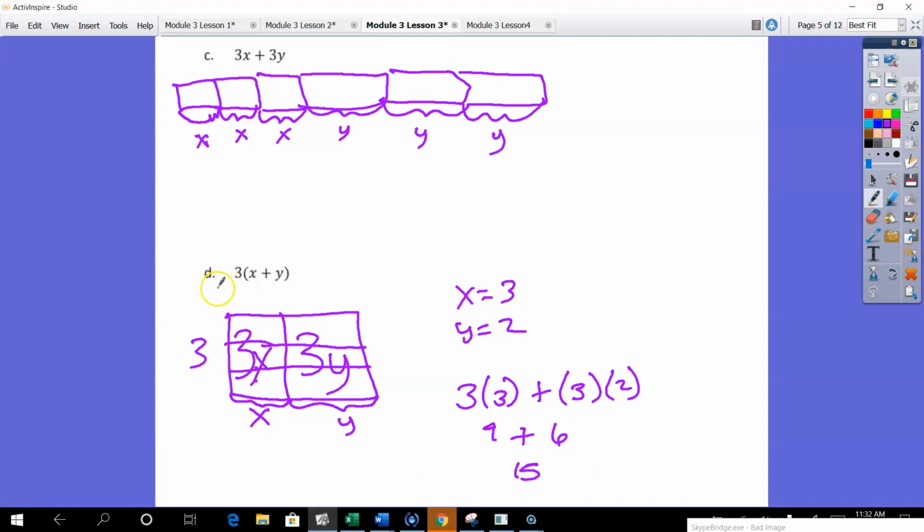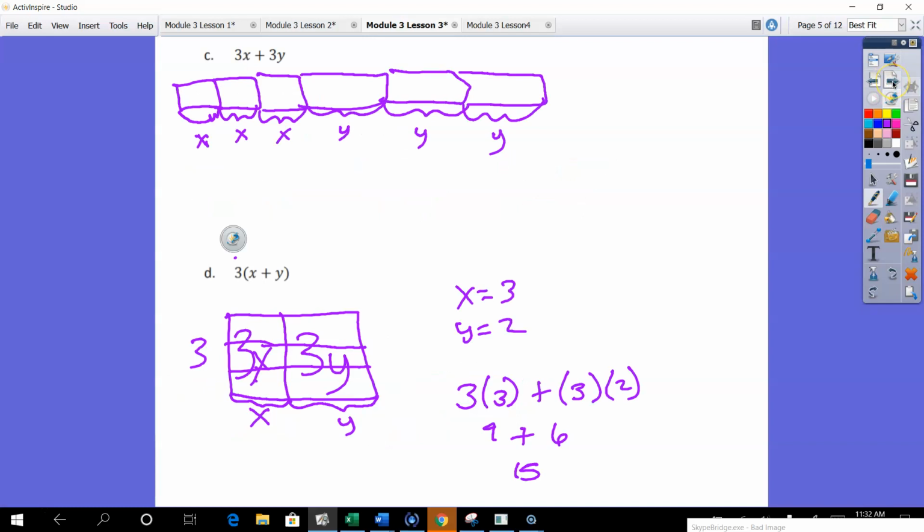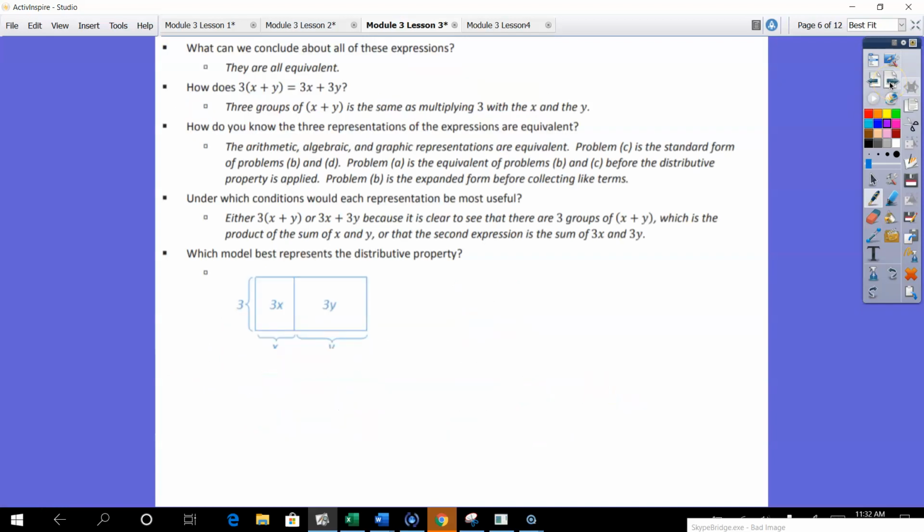This would be using the distributive property. This would be in standard form. These two are not in standard form. They are in expanded form. They have multiple x's and multiple y's. Okay, so we can conclude that they're all equivalent.